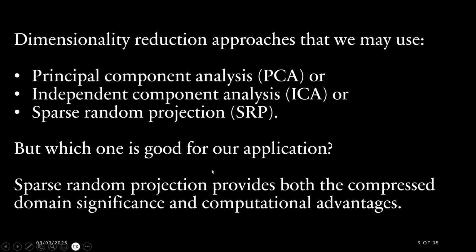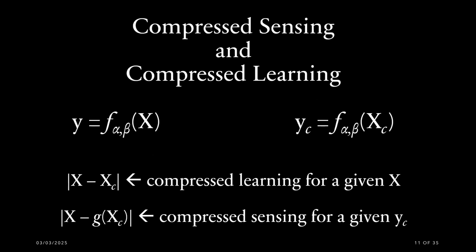So which one is good in our application? Because of the sparsity, distances are important. If there are many points and the data is sparse, then you can measure the distances, rather than looking into the eigenvectors of the covariance as a global characteristic of the data. Therefore, in my talk, I'm using the sparse random projection for this purpose.